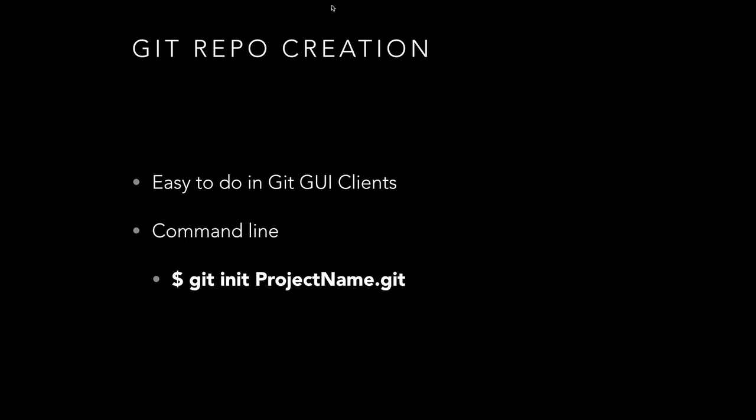Okay, so the Git repository creation. It's very easy to do in Git GUI clients. We're showing the command line here in the slide, but that's not required for today. Again, you don't have to jump to the command line. I'll demonstrate that here in SourceTree. All right, so let's go ahead and jump into the configuration and create a repository demo.